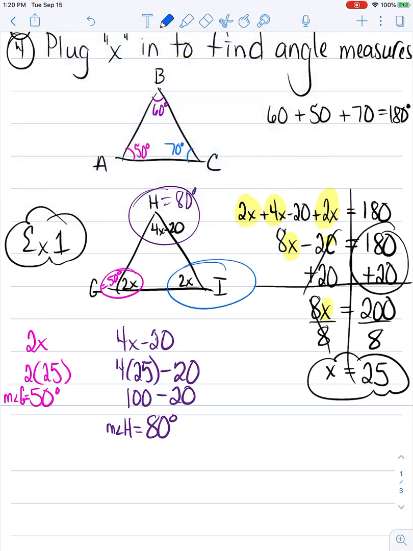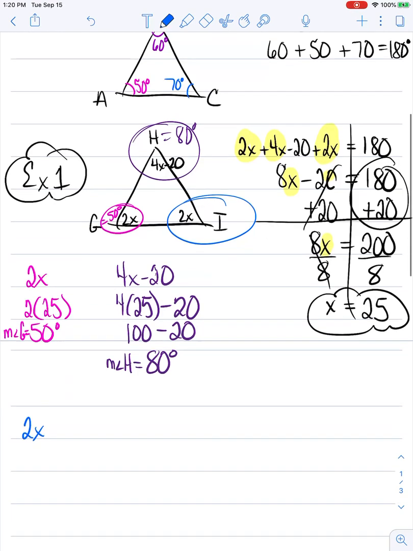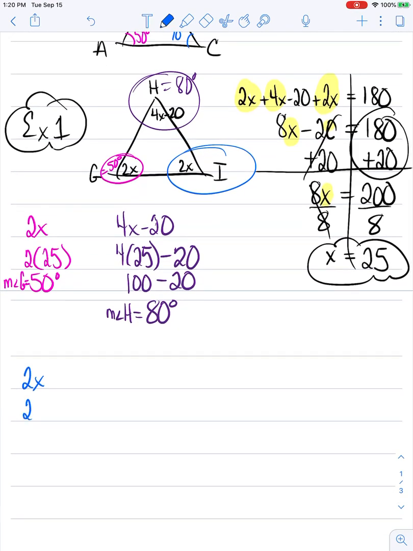And now let's find the measure of angle I. So to find I, it is also 2x. You don't have to work it out, but I'm going to because it's exactly like angle G. So it is also going to be 50 degrees. So that is how you use our steps to find missing angle measures.